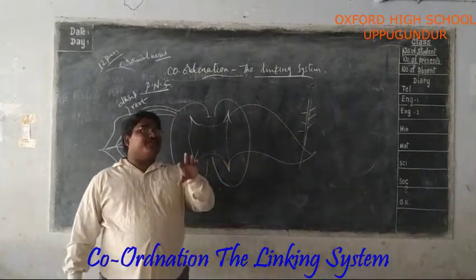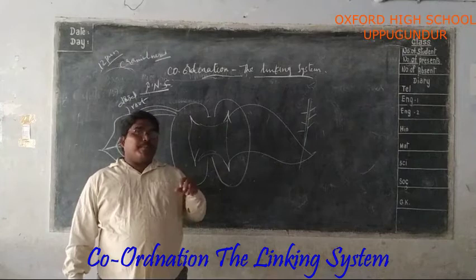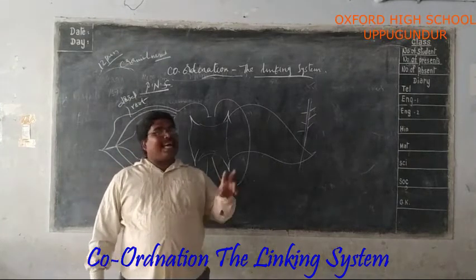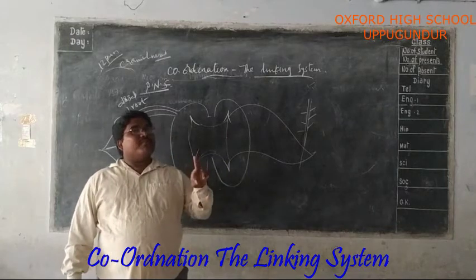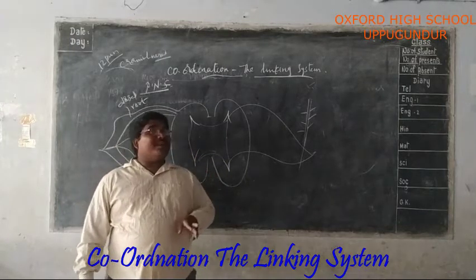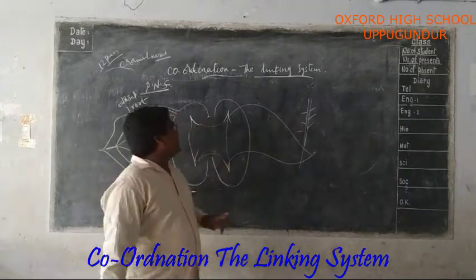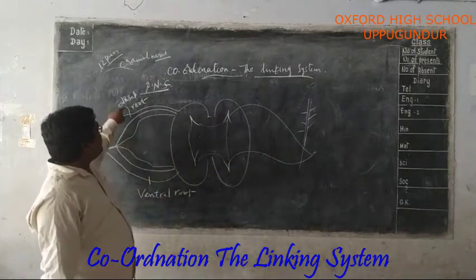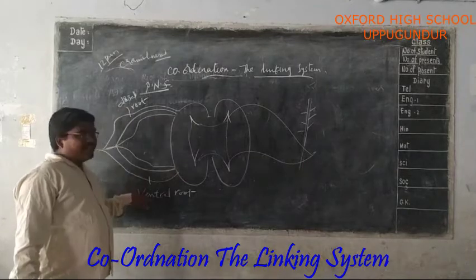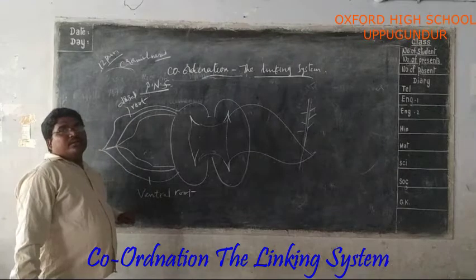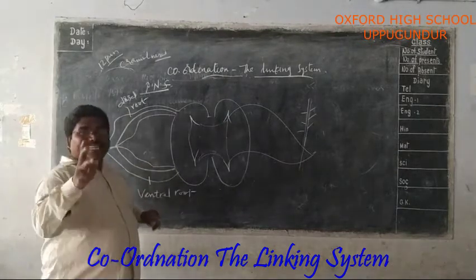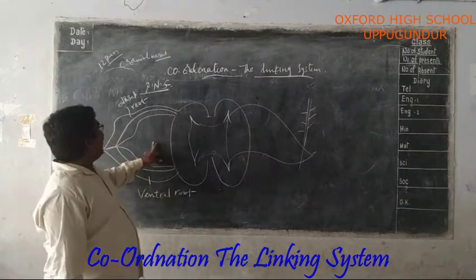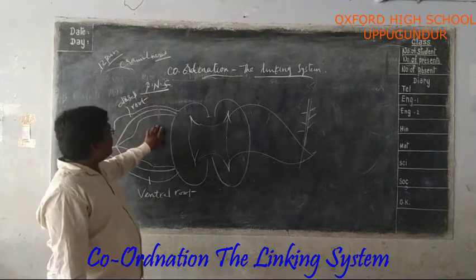This was studied by two scientists. One is Charles Bell in Scotland, and the other is Francois Magendie in France. They noticed that the connections of the spinal cord have two types: one is the dorsal root and another one is the ventral root.